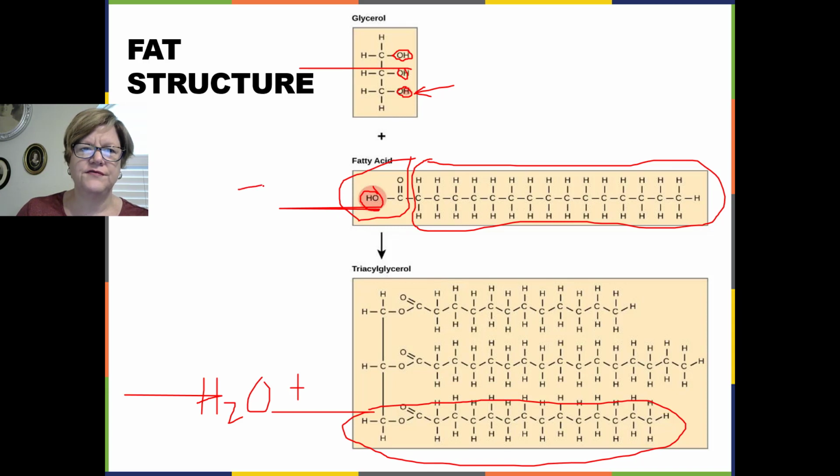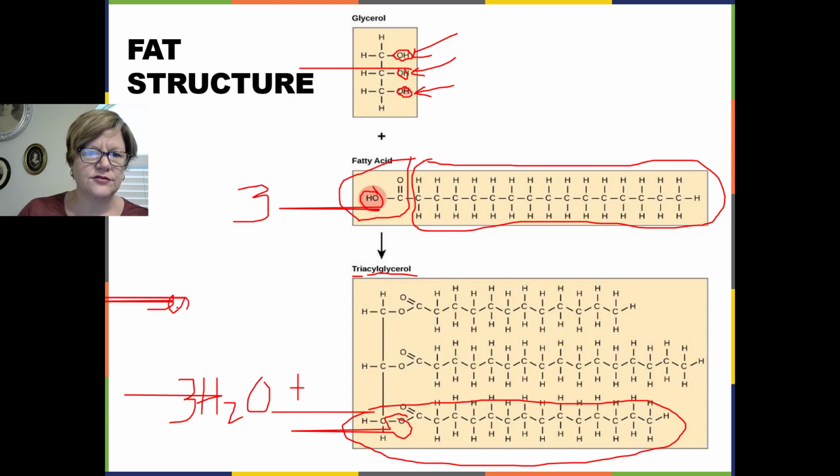And then if you have 3 of these fatty acids, all 3 of them get connected. One of them gets connected to this part of the glycerol, and one of them gets connected here. And so if you have 3 fatty acids, all 3 of them get hooked up to the glycerol. That's where you get the triacylglycerol. And then you would release 3 waters as a result. The bond that holds each fatty acid to the glycerol is called the ester bond. It's this bond here.